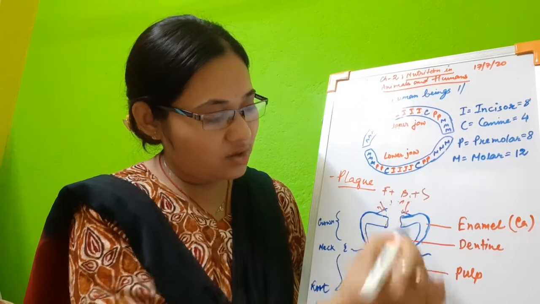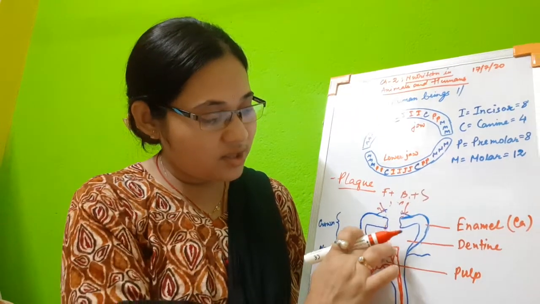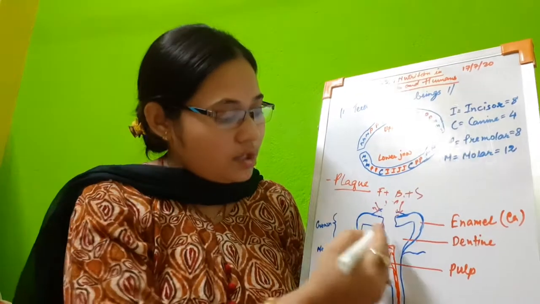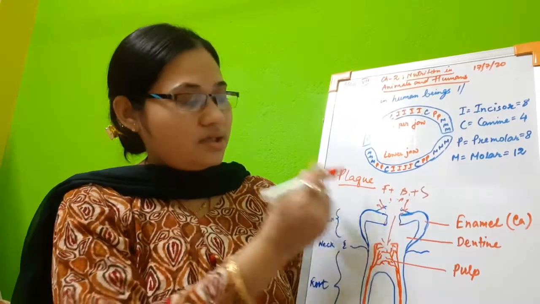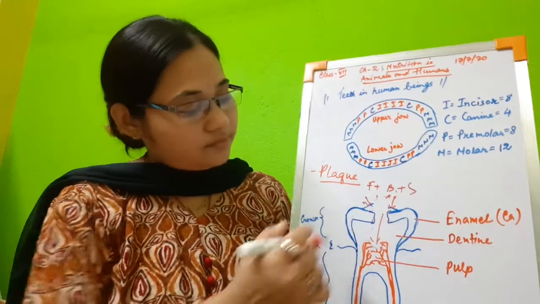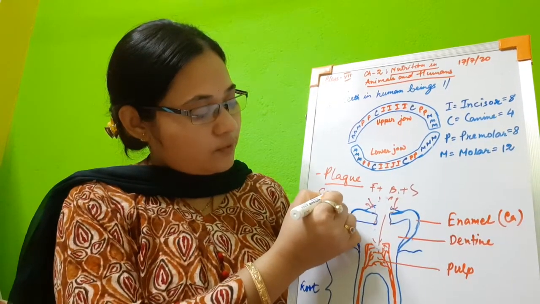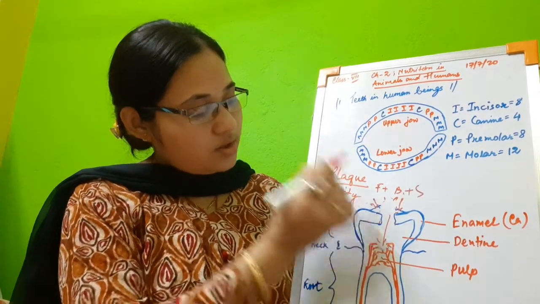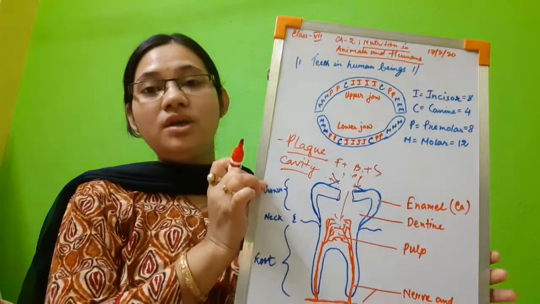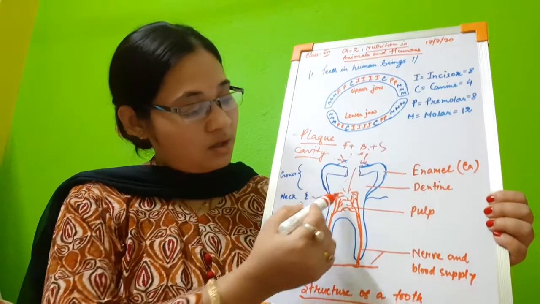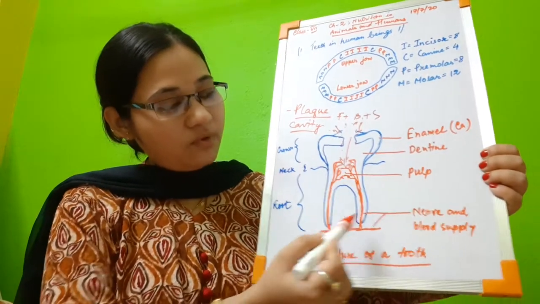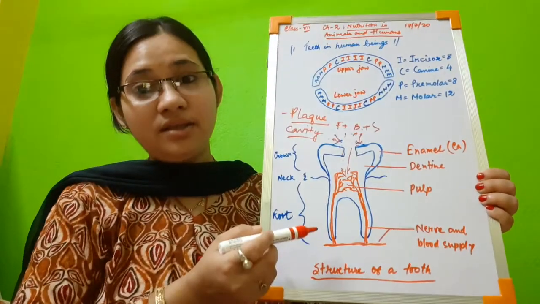So in this way a hole is formed, and when it reaches the pulp region in this manner, that means a cavity is formed. Then we have to extract that tooth, because we cannot keep that tooth any longer. It will be very painful, because nerve and blood supply are there.